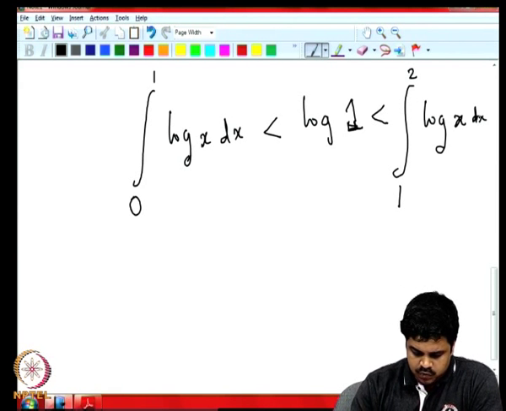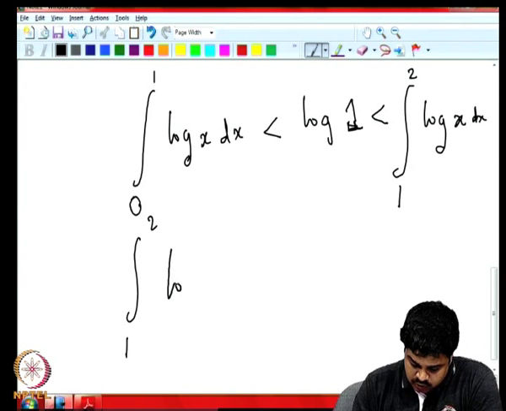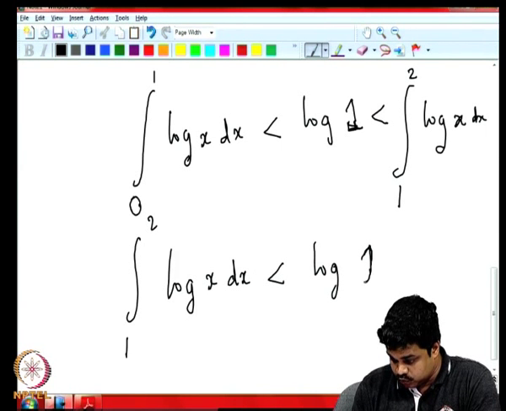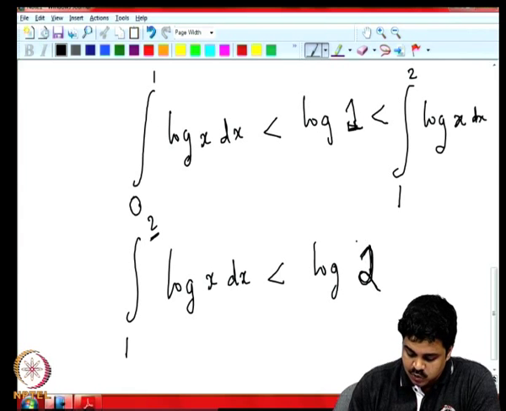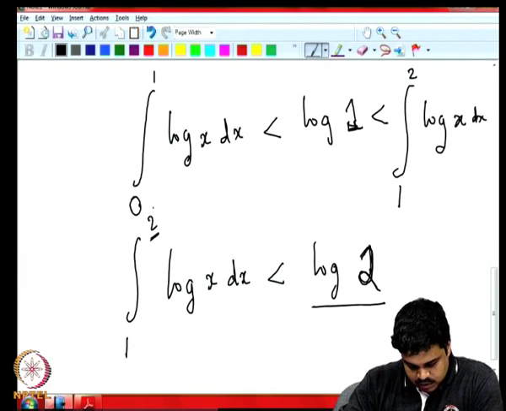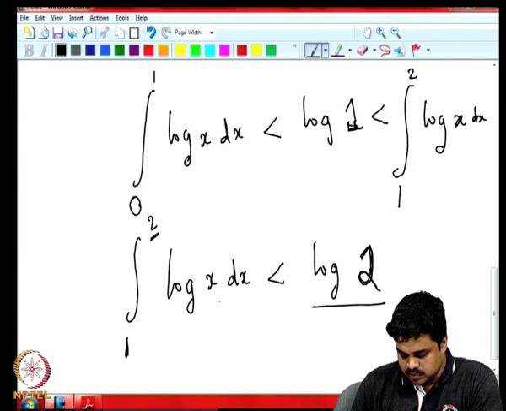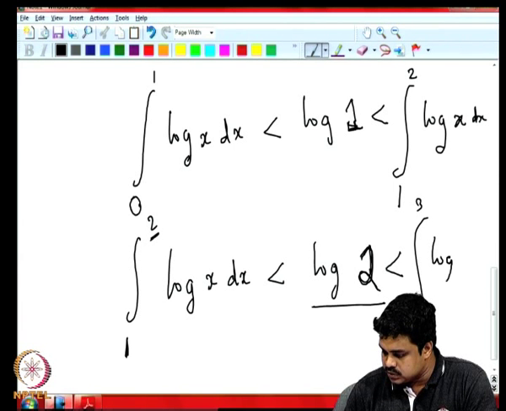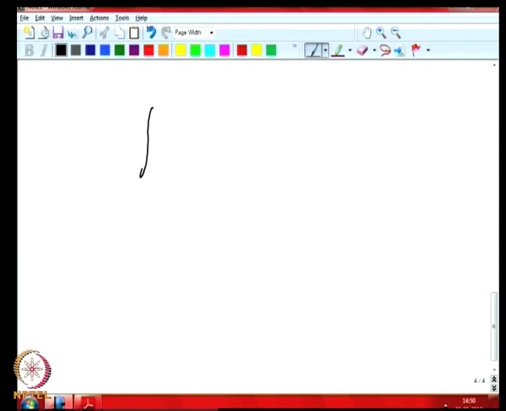Now, we can do it from 1 to 2. Here the integral of log x dx is less than log 2, because this is the higher range, and the highest value times 1 is what we are taking here. Since the integration is happening from 1 to 2, the difference is 1. So the biggest value times 1 will be an upper bound for that. Similarly for 2 to 3 of log x dx. Now we can keep on writing it till n minus 1 to n of log x dx.